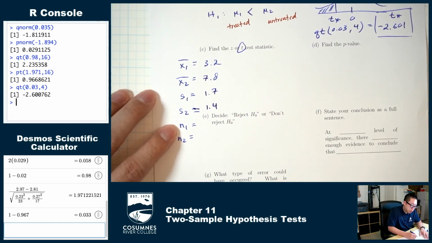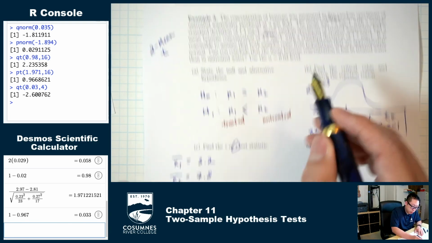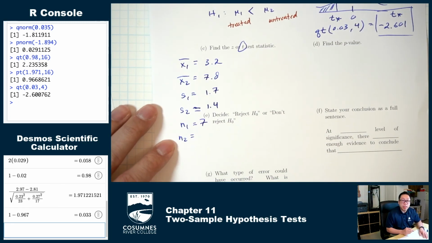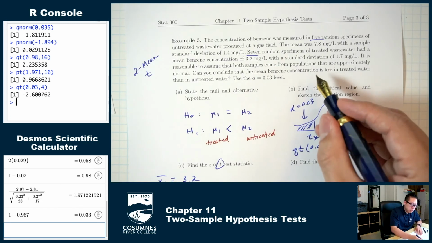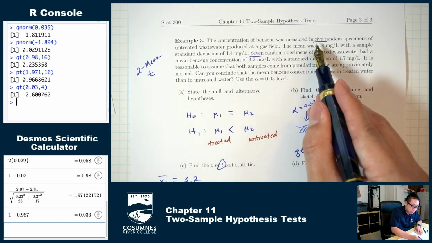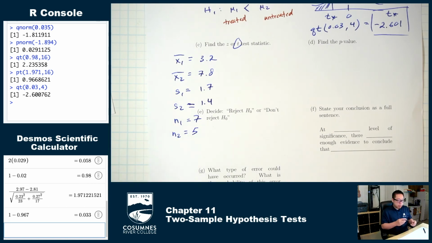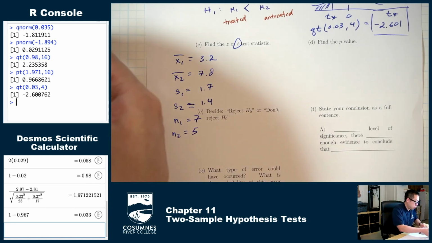N1, sample size for treated. Sample size for treated is 7 specimens of treated, so that's 7. N2, sample size for untreated. Untreated was up front. It was 5. So 5 random specimens of untreated, so it's 5. And then enter this into Desmos, into the second T formula.